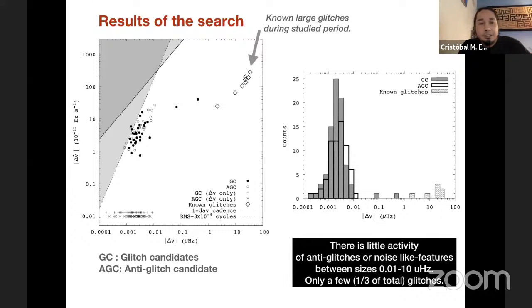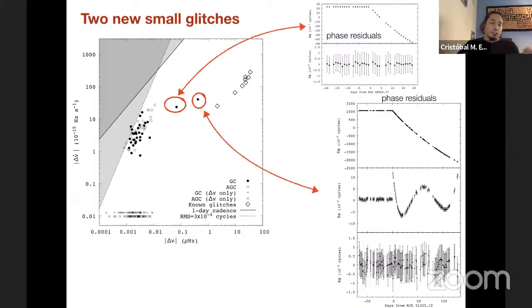There are not a lot of glitches of 0.1 size, for example. It's only one that we found, or a couple. So that's the main message here. I'm going to talk about these two. These two events here are the only ones that actually breach the previously known glitches and the collection of noise-like events. We studied these in detail, and they seem to be real glitches.